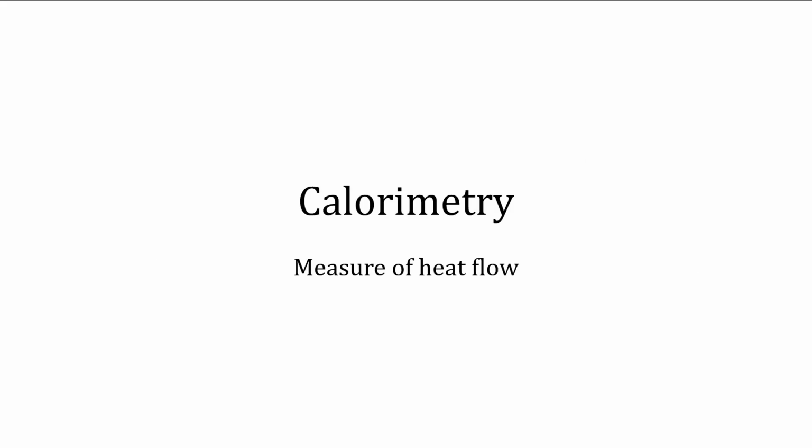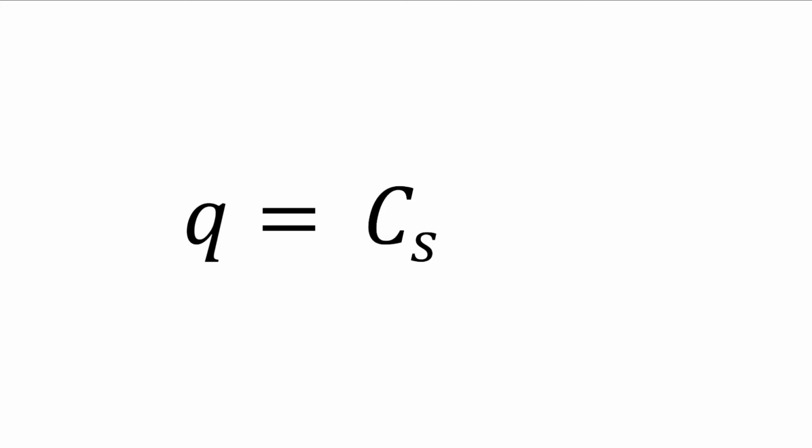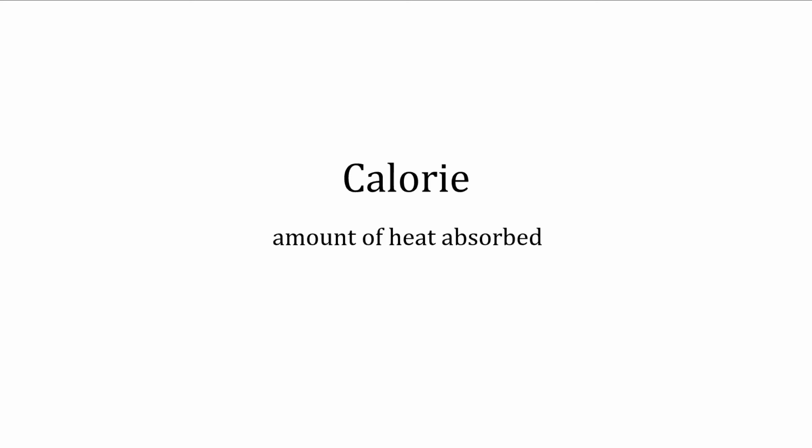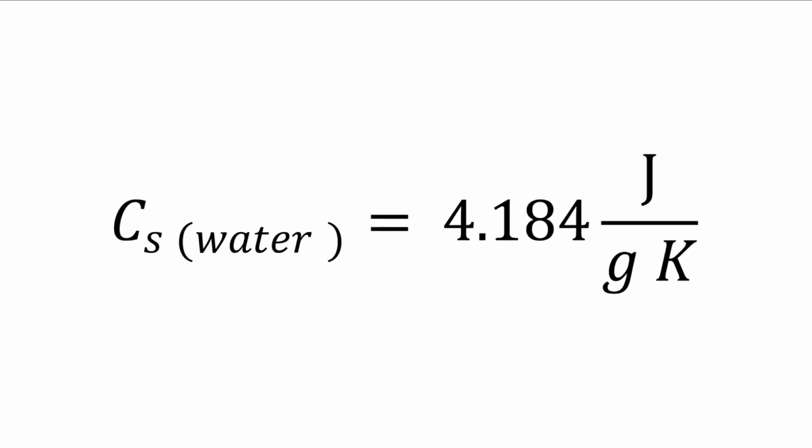You can get the change in enthalpy with calorimetry, which is the measure of heat flow. Here we use something called a calorimeter, which can either be constant pressure or constant volume. Heat evolved is equal to the product of the specific heat of the substance, the mass in grams of the substance, and the change in absolute temperature. Something to remember is that a calorie is the amount of heat absorbed to increase the absolute temperature of 1 gram of pure water by 1 Kelvin, which is 4.184 joules, or joules per gram Kelvin for the specific heat of water.